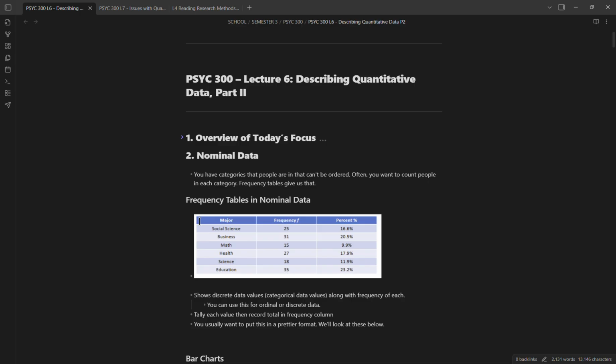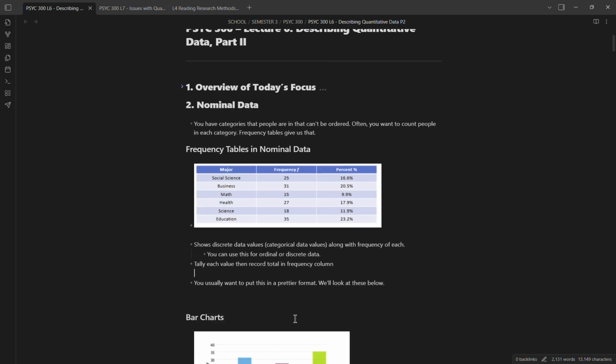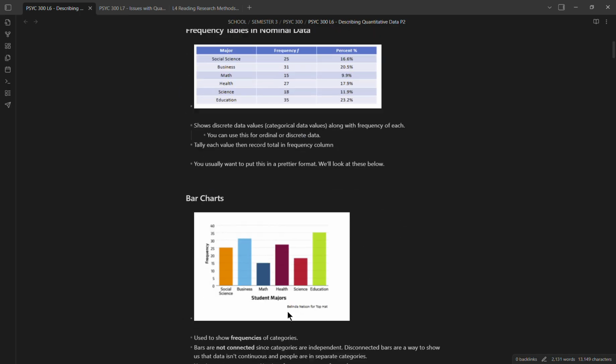So here we're looking at a bunch of different majors, and let's say we had a data set. We're counting the frequency for the occurrence of each of those majors, and then we're figuring out the percentage that these all collectively take up. That percentage should be out of 100. But anyway, the frequency table shows us discrete data values, right? Categorical data along with the frequency of each. You can use it for ordinal or discrete data. It's very useful. You tally each value, then record the total in the frequency column. Very, very simple stuff.